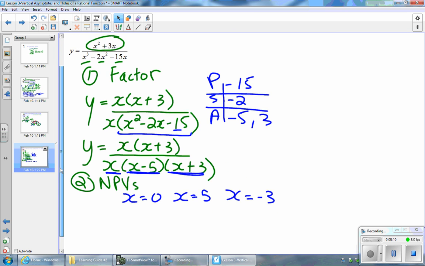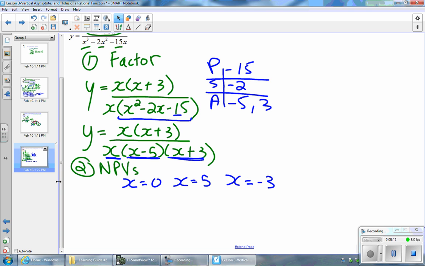And now we're going to proceed on identifying whether or not these NPVs represent vertical asymptotes or holes. Okay, so look at the rational function after you factored it. So we're looking at this function right here. Are there any common factors? Well, if there are any common factors, what you want to do is circle them, identify them. So we have a common factor of x, and we also have a common factor of x plus 3.